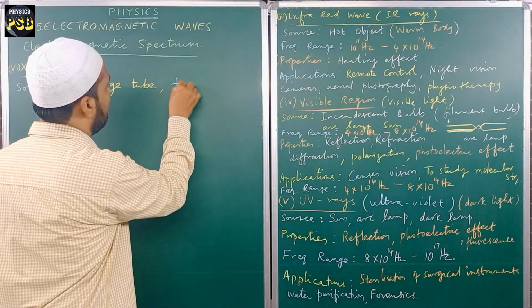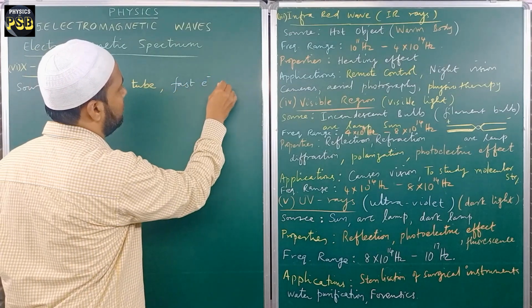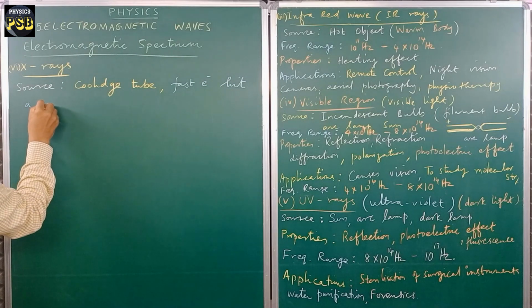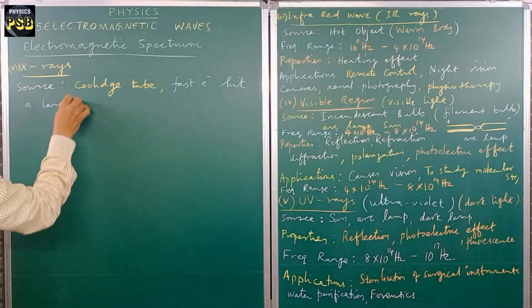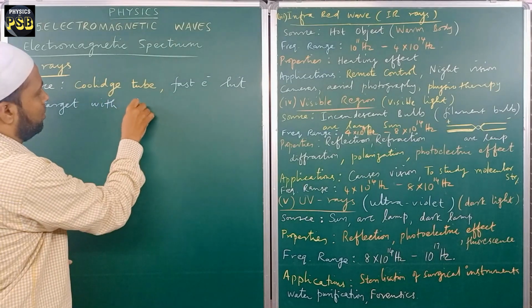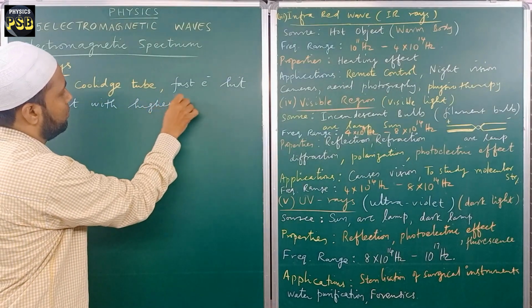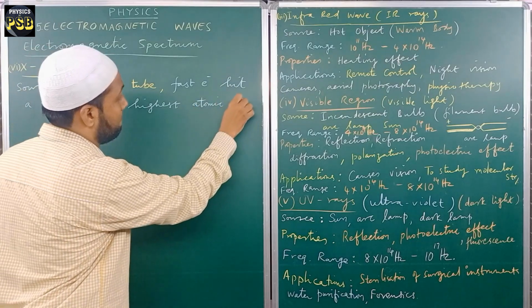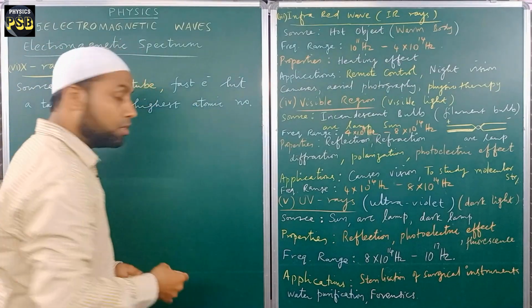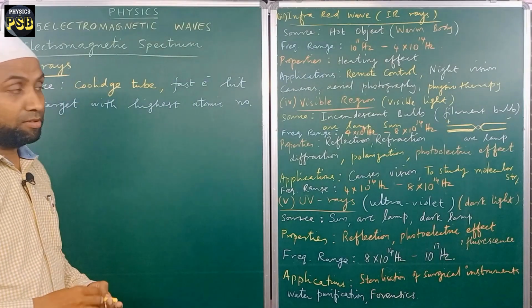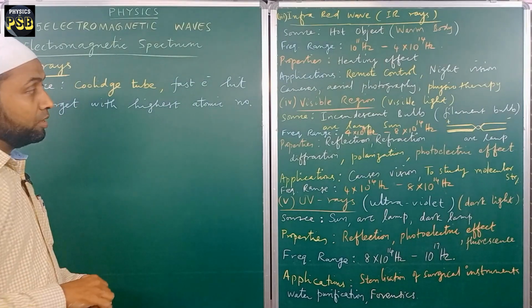Fast electrons hit a target with a high atomic number, and it gives out X-rays. Okay, these are the sources of X-rays.